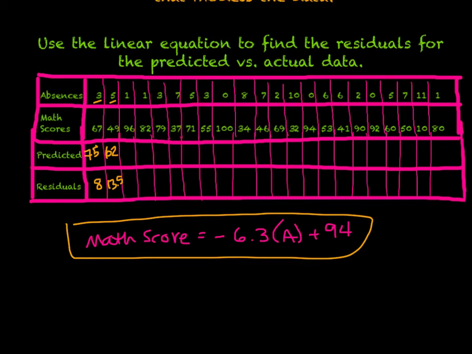So let's try 1 absence. We get an 87.7, which is approximately 9 percentage points off. I'm going to continue filling out this table, so watch the math magic happen.